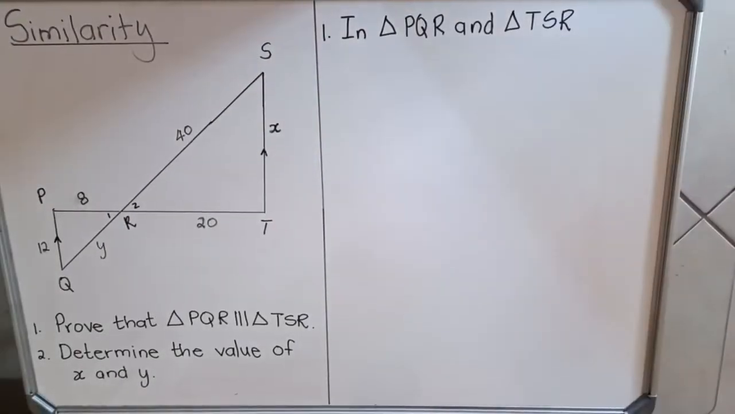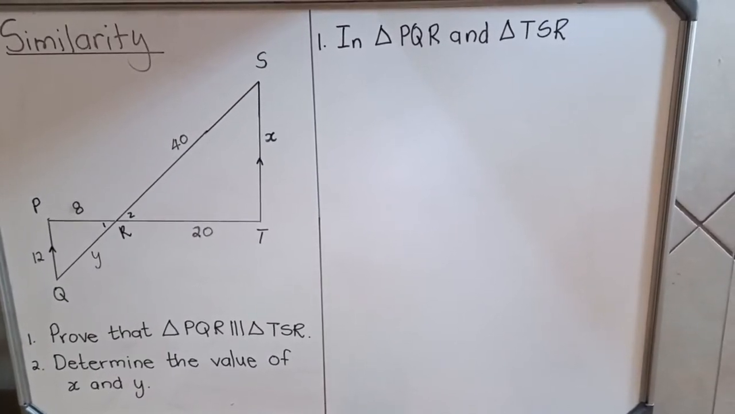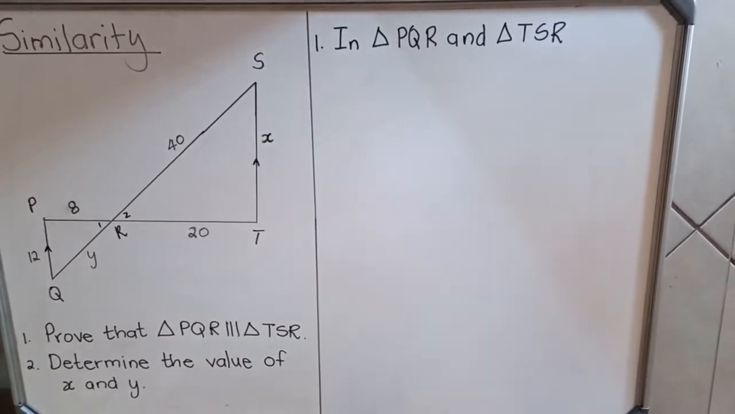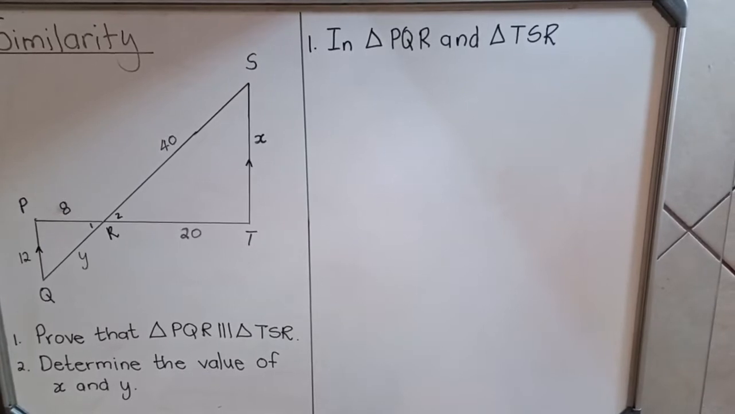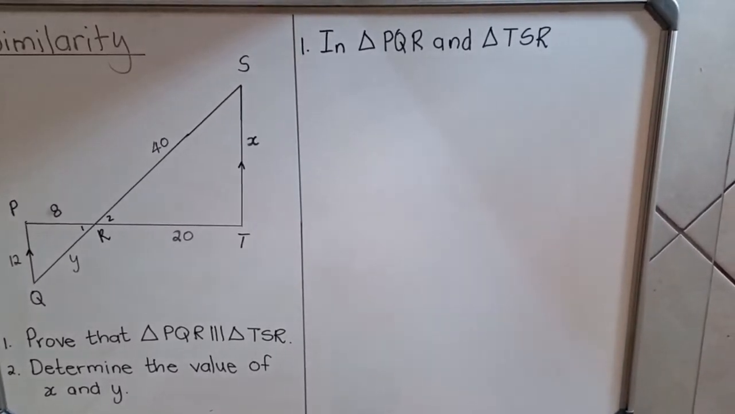With similarity, you prove that three angles are equal. It's not like congruence where you'll have a line. With similarity, you only do angles. You need to find three angles in one triangle that are equal to three angles in the other triangle. That's how you prove similarity.